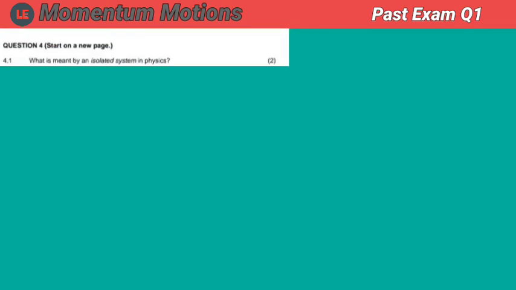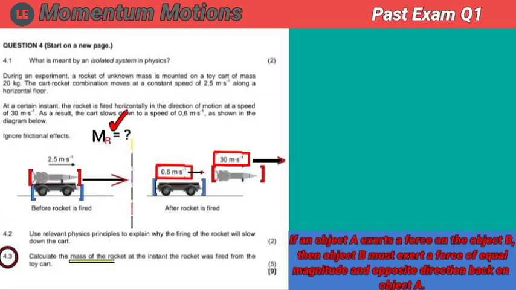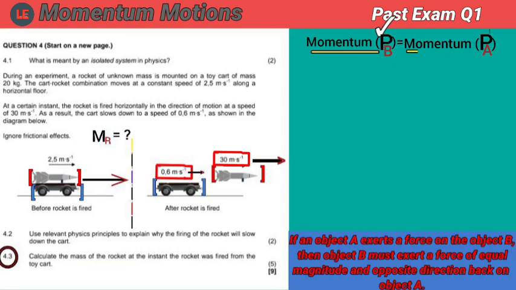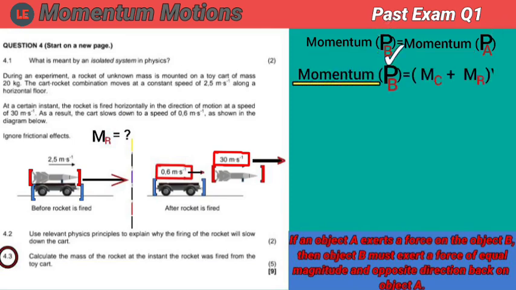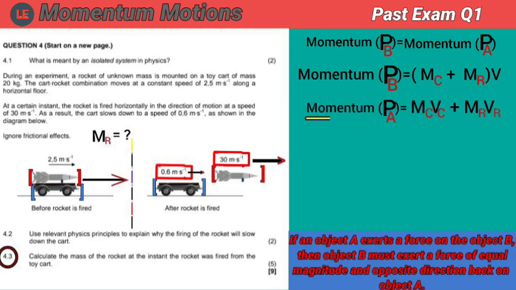On this 4.3, we have to calculate the mass of the rocket. We say, momentum before equals momentum after. The momentum before equals the sum of masses times initial velocity. This m subscript c is the mass of the toy cart, and this m subscript r is the mass of the rocket, same as their velocities. And the momentum after equals the mass of the toy cart times its velocity plus the mass of the rocket times its velocity.